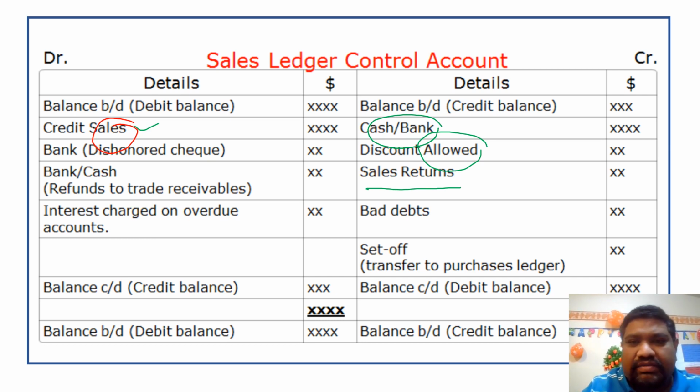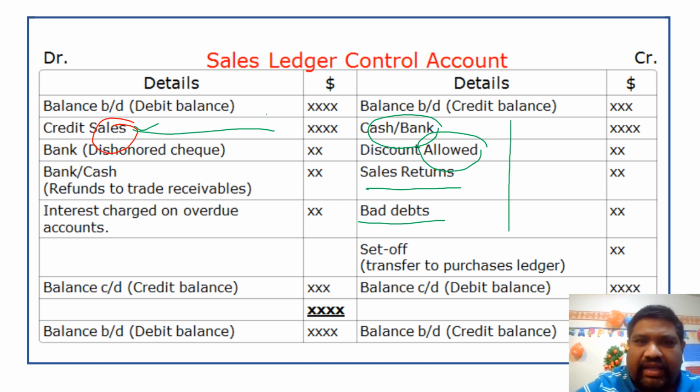If any customer turns bad, that is my bad debts. See, I'm talking about only sales. Sales took place. Then we are receiving amounts, or we are giving any discount, the discount allowed. If any unsatisfactory goods, that is sales returns, any customer turns into bad debt. These are the main items in the account. Got it? Then next comes our cash and bank dishonored.